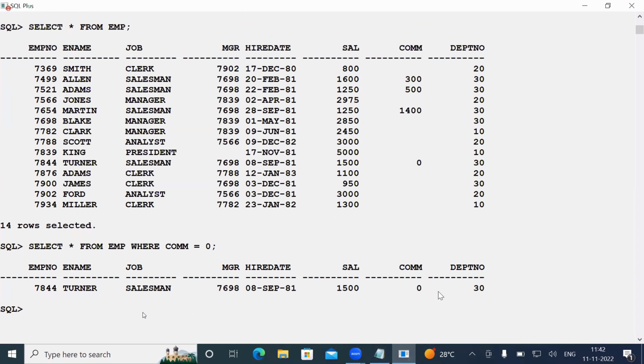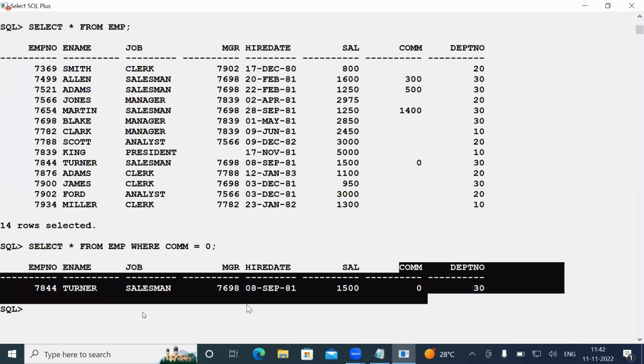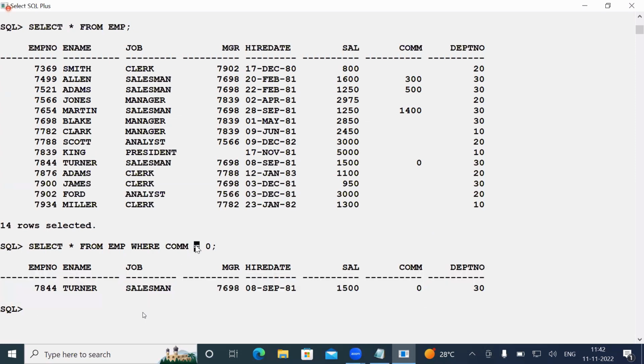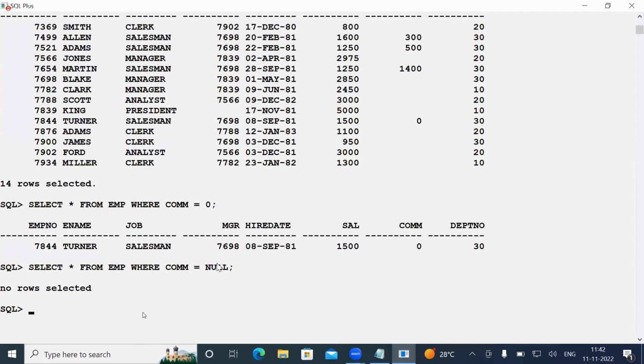Okay, because 0 is considered a value, so I'm using the assignment operator to compare here. Understand now? But what is null here? Null is not equal to 0, and not equal to space. That's why, whenever you want to compare an unknown value, undefined value, or empty value, the equal operator does not support you.